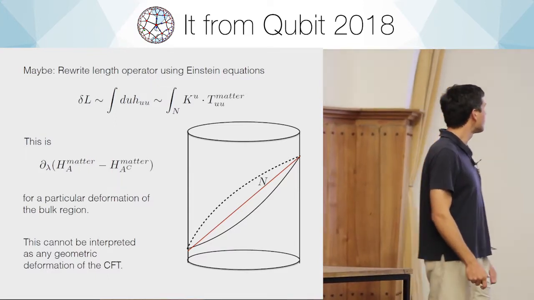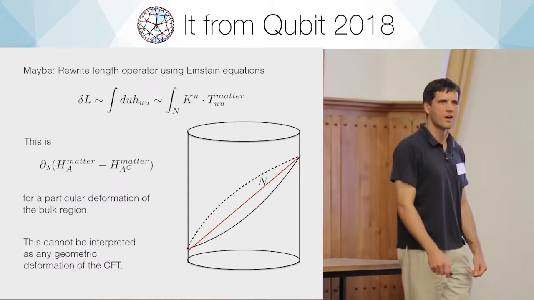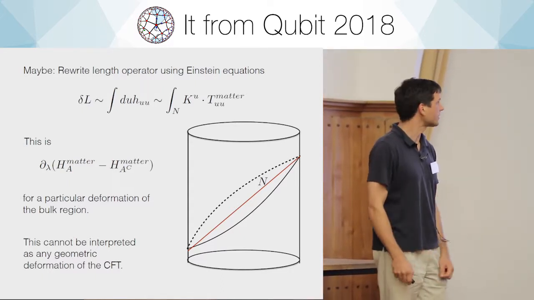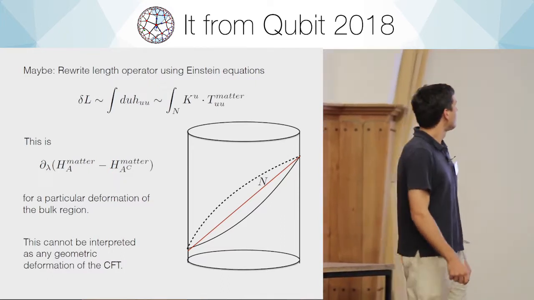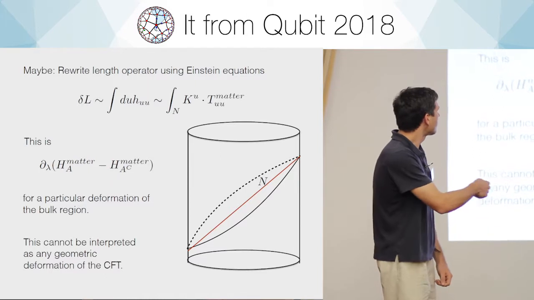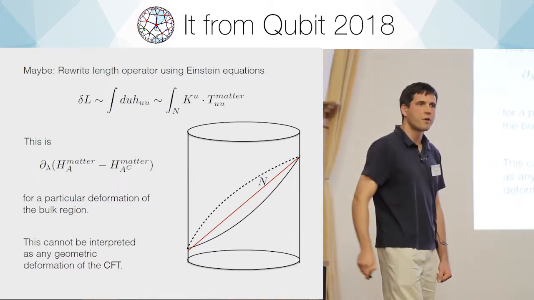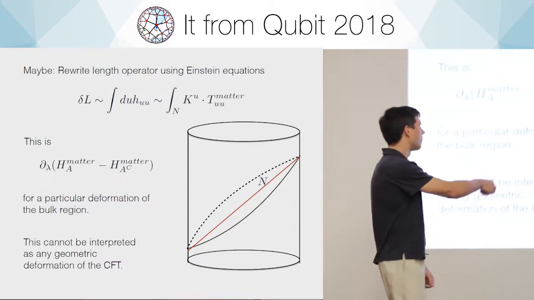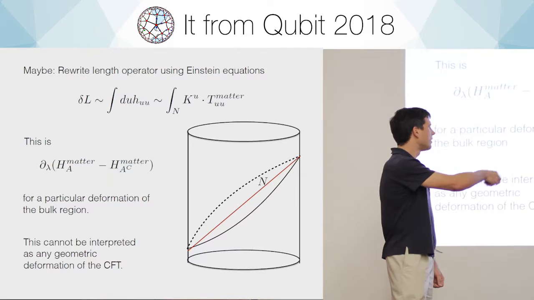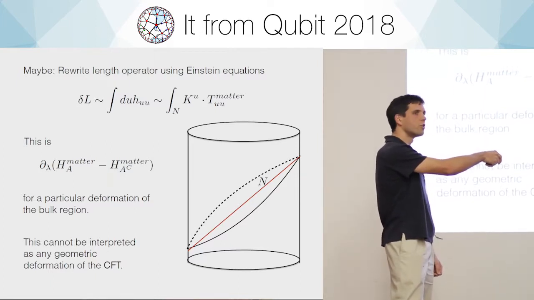Well, maybe. It depends what you mean exactly. I'll tell you to the extent to which I understand. I don't think I exactly know the answer to this question, but I'll tell you what I know. So if you take the length operator, you can rewrite it using Einstein's equations as an integral of some matter flux in the bulk. So if this was our probe geodesic, then you can rewrite the length operator as some matter flux through the null surface N that's drawn here.